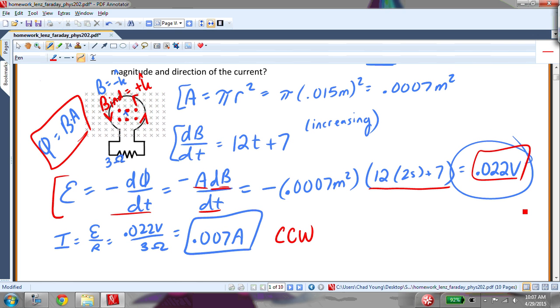And then I have to use Lenz's law to find the direction of this induced magnetic field. This is the magnetic field that's caused by the induced current in the loop of wire. So there is a current that's induced in the counterclockwise direction that causes this magnetic field that comes out of the page in the plus K direction. And that's how I determine the direction for the current.